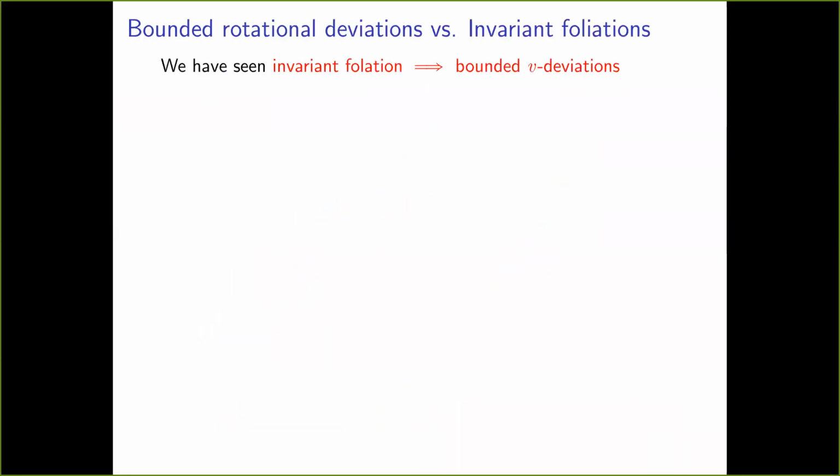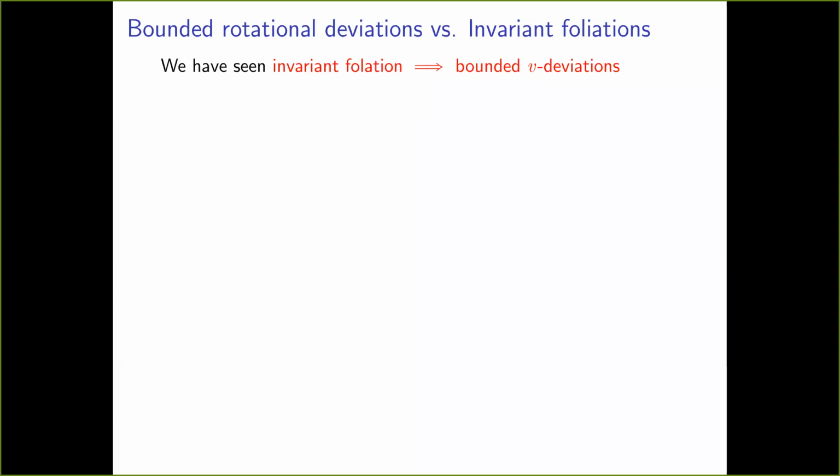Excuse me. By invariant foliation, you mean each leaf is fixed? No, sorry. The image of each leaf is another leaf. I mean, the whole foliation is invariant, not each leaf.